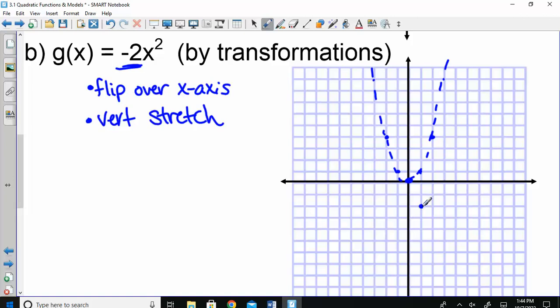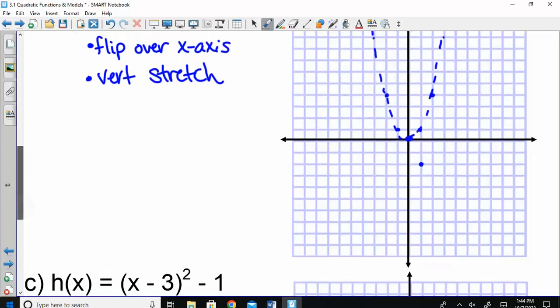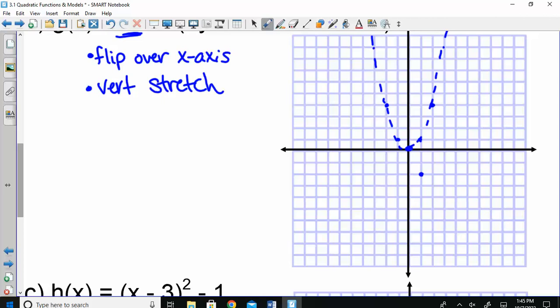2, 4. My y value is 4. 4 times -2 is -8. -1, 1. My y is 1 times -2 is -2. Okay, here my y value is 4 times -2 is -8. So we just get a skinny upside down parabola.